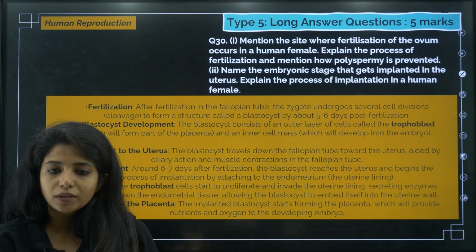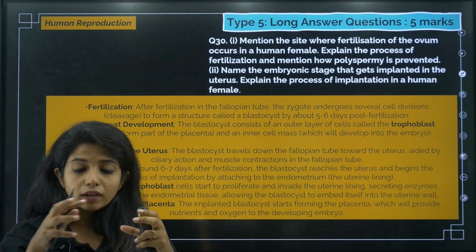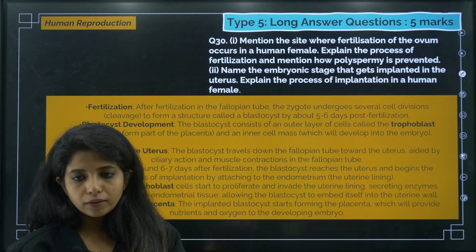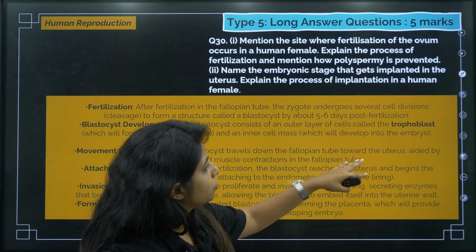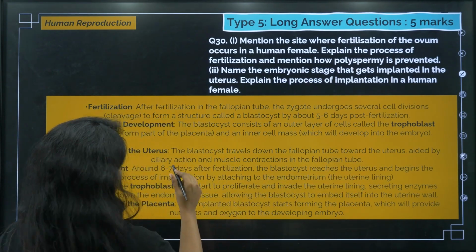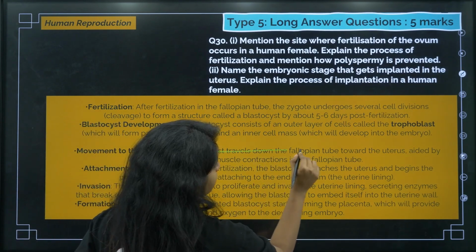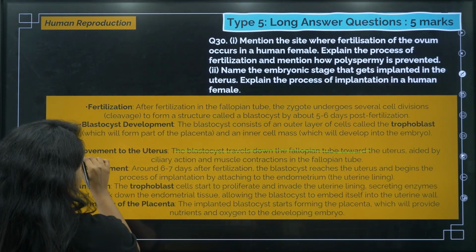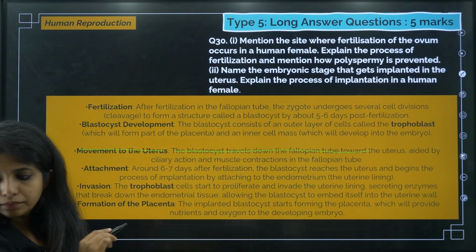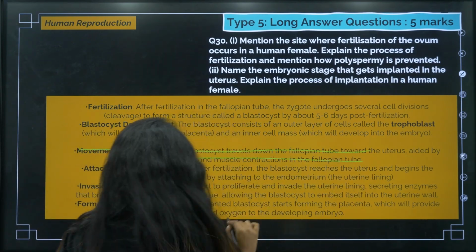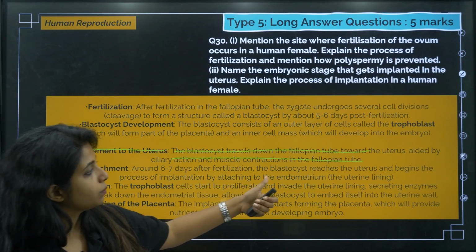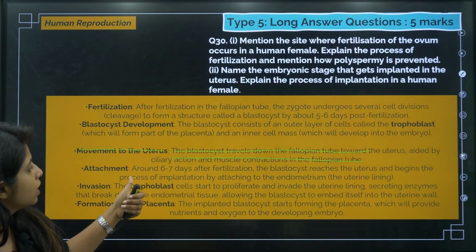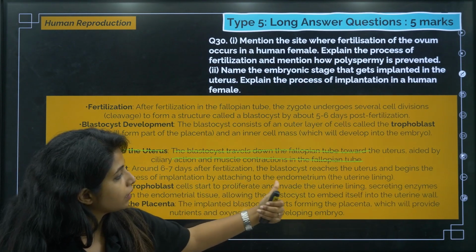Even though it's the embryo itself, we say it will be the one that will be growing into a fetus later on. Now, movement to the uterus. The blastocyst travels down from the fallopian tube towards the uterus. Now over here, attachment. I will write: around 6 to 7 days after fertilization, the blastocyst reaches the uterus and begins the process of implantation by attaching to the endometrium.